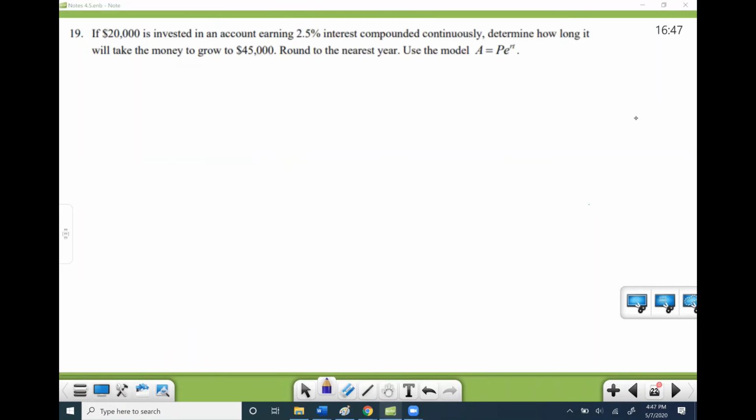So we got a word problem. Looks like we're using PERT, huh? Maybe I can leave this up. If $20,000 is invested, earning 2.5% interest, compounded continuously, determine how long it will take the money to grow to $45,000. Okay, they gave us the formula, cool. So we just have to figure out what to plug in where.